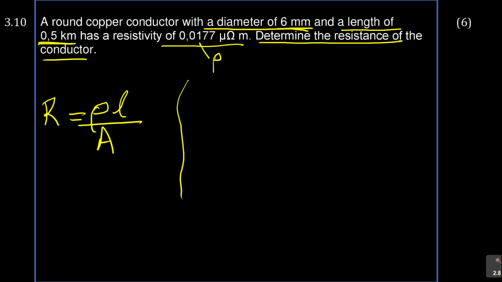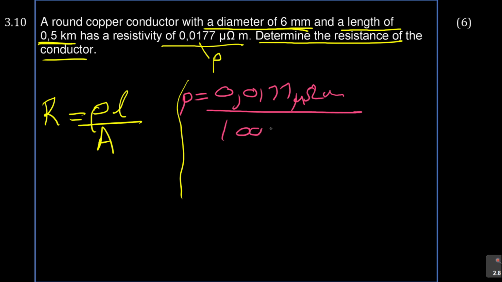do is to convert it. So what is it? Micro. 0.0177, that's my rho, 0.0177 micro ohm meter. I say divide by a million. Micro means divide by a million. You are going to convert it now to ohm meter. Are you getting that? So you'll get an answer for rho there.